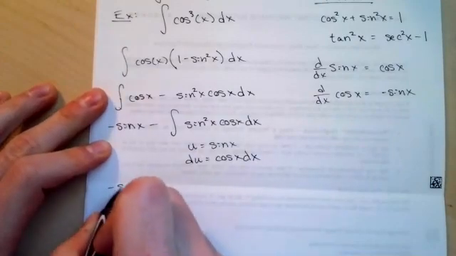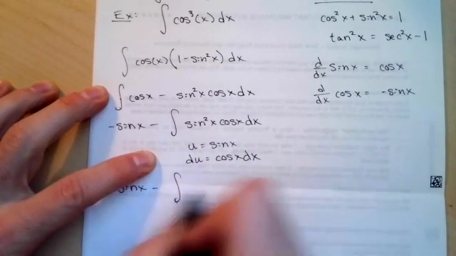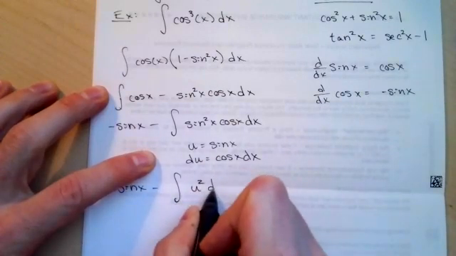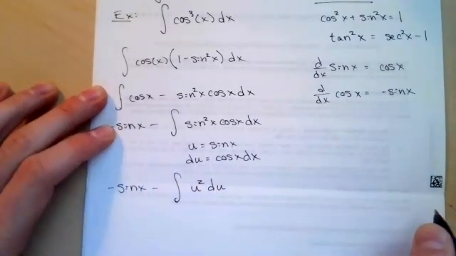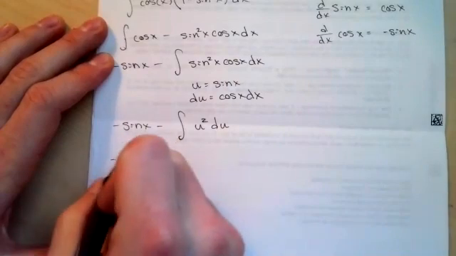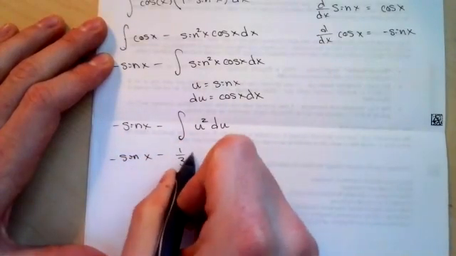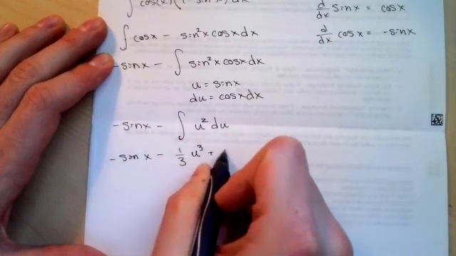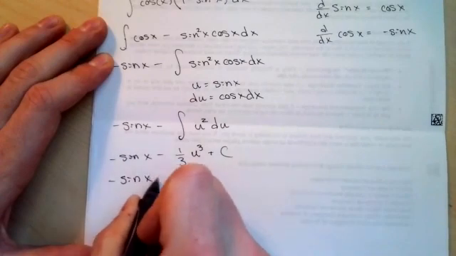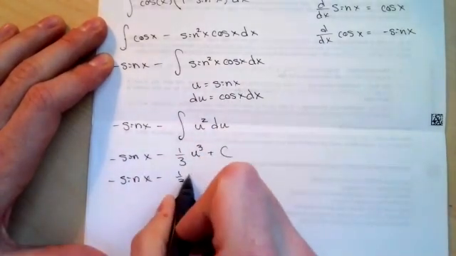And so our integral becomes minus sine of x on the outside times the integral of u squared du. And then finishing that guy off isn't too difficult. U was sine of x.